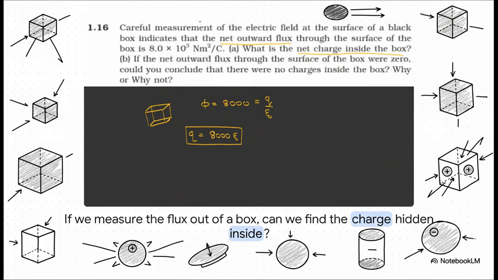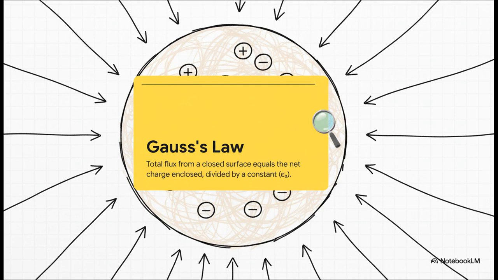Imagine you have a box. You can't see inside it, but you can measure the total electric flux coming out of it. The big question is, is that enough information to figure out what's hidden inside? And the answer, amazingly, is yes. And the reason is Gauss's law. This is one of the most beautiful ideas in physics.